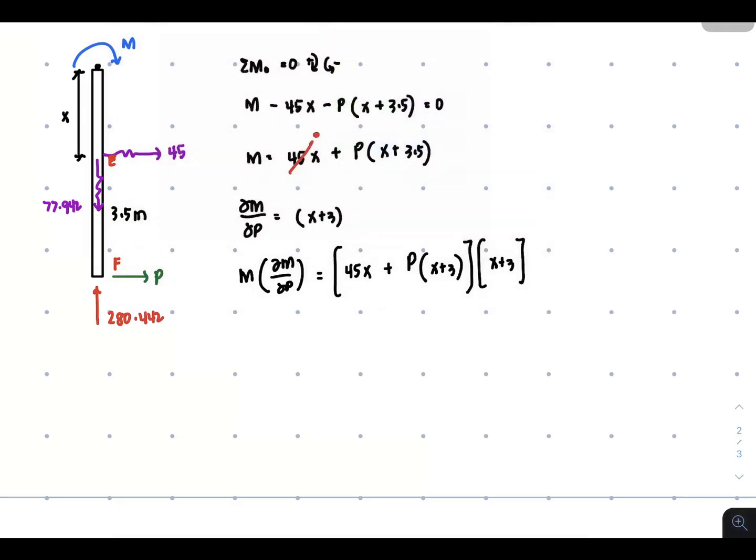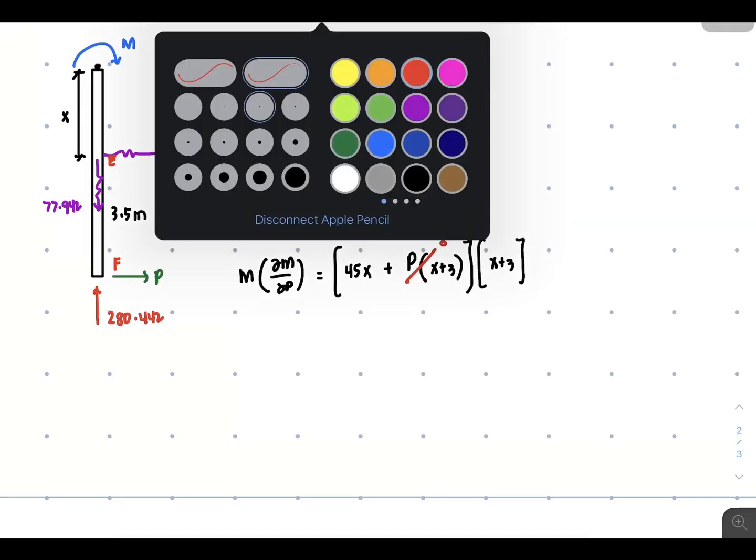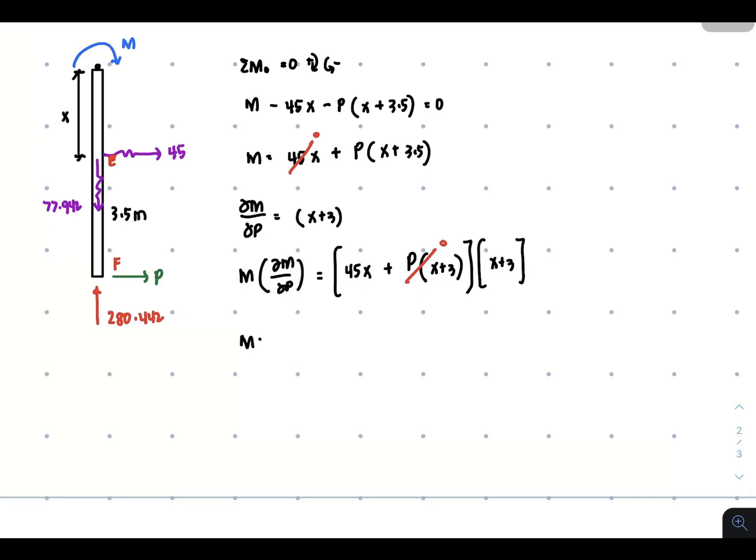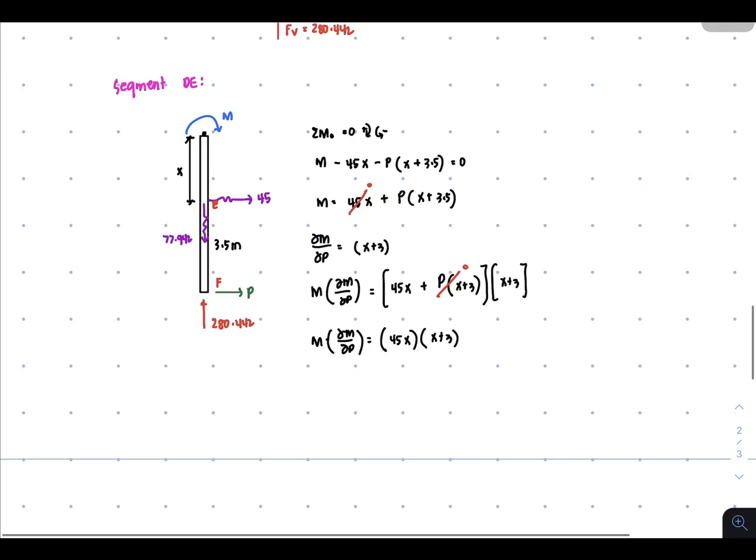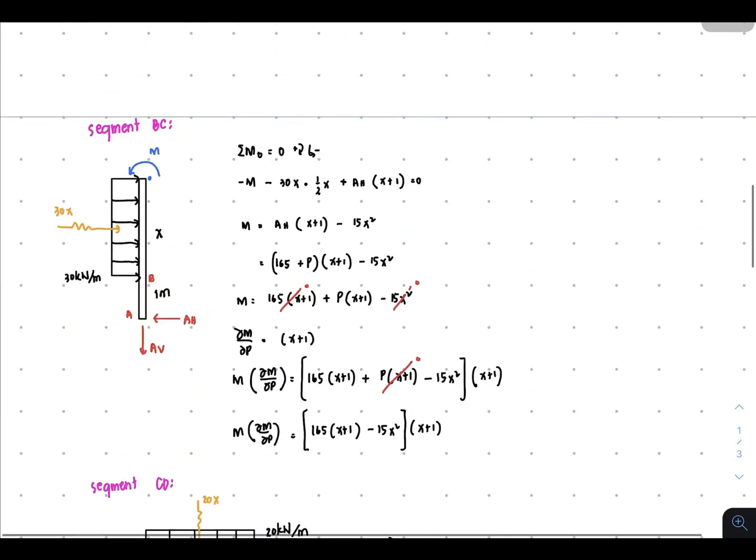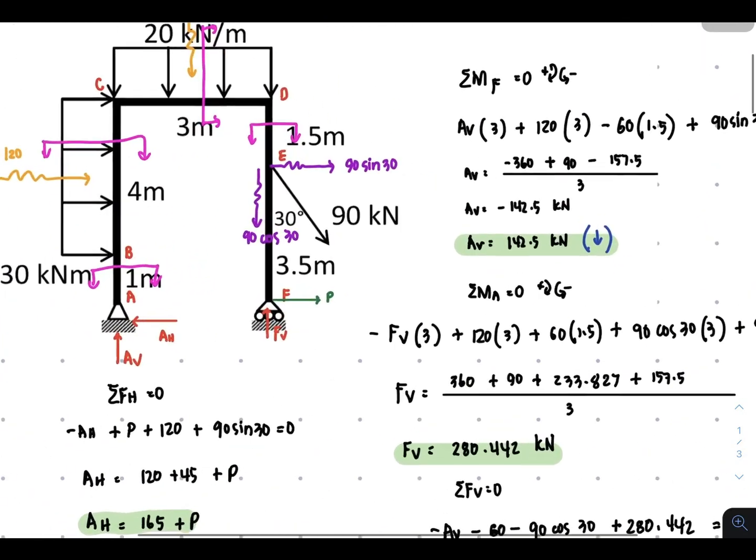So setting the value of P to 0, the final product of the two is 45x times x plus 3. That is for the segment DE. So let us continue with the last segment.